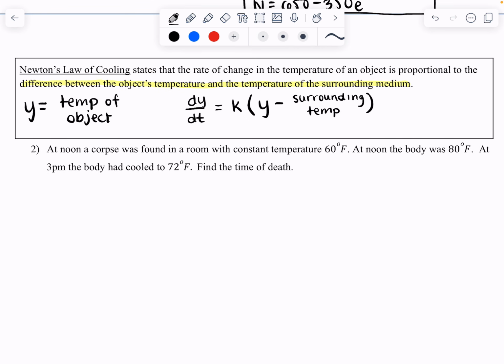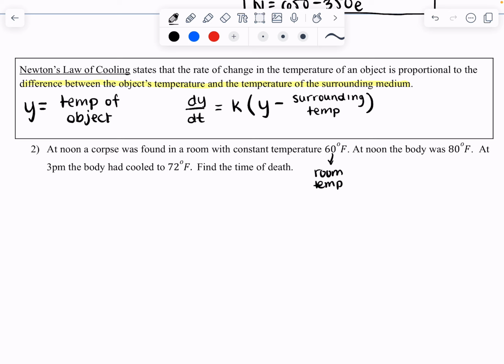So let's go to try. At noon, a corpse was found in a room with a constant temperature of 60 degrees Fahrenheit. That wording is not great. The 60 degrees Fahrenheit is the room temperature. This is the room. And at noon, the body was 80 degrees Fahrenheit. At 3 p.m., the body had cooled to 72 degrees Fahrenheit. Find the time of death.